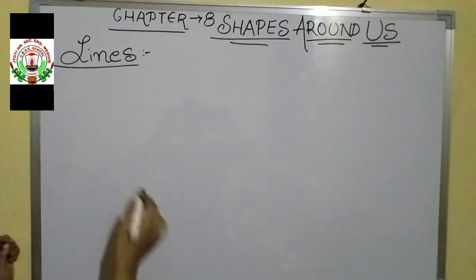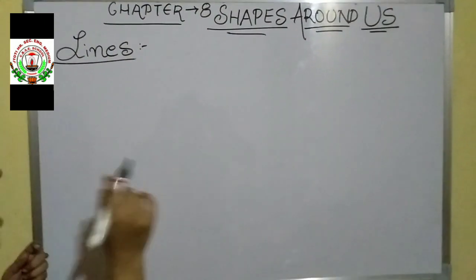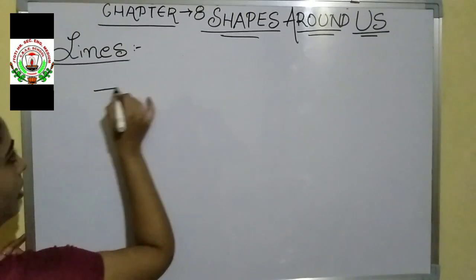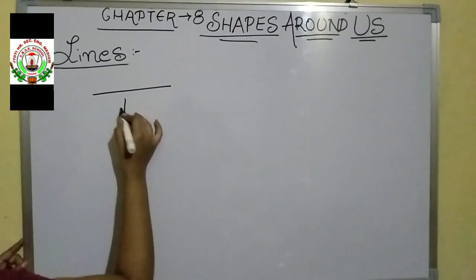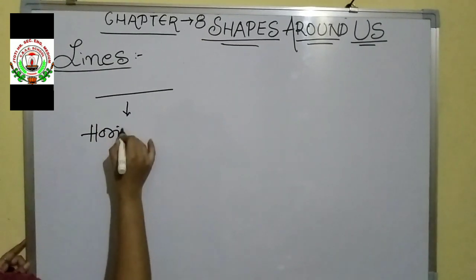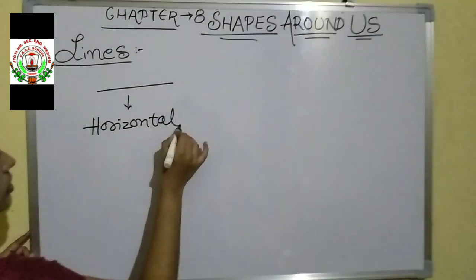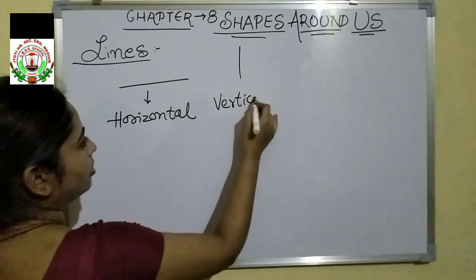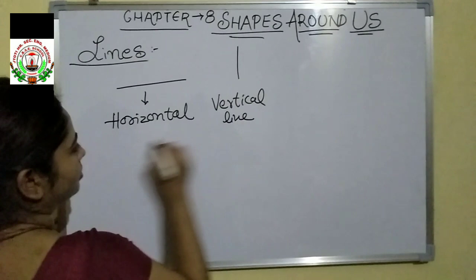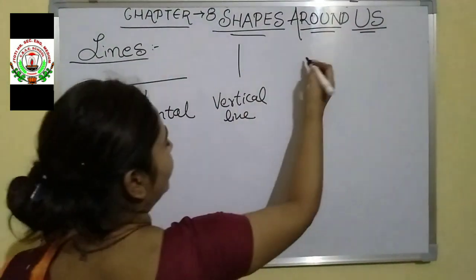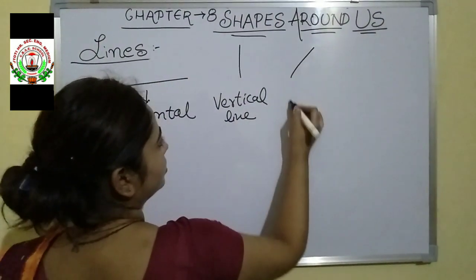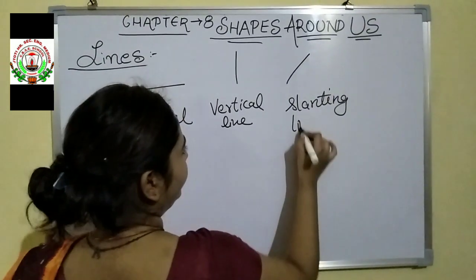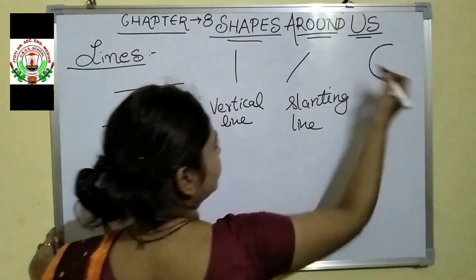So children, let us see some examples of slanting, curved, vertical and horizontal lines. If I make a line like this, it is called what? Horizontal, yes or no? Okay, this is a straight line. If I make a line like this, it is called a vertical line. If I make a line like this, it is called a slanting line, okay. And if I draw like this, what is this?